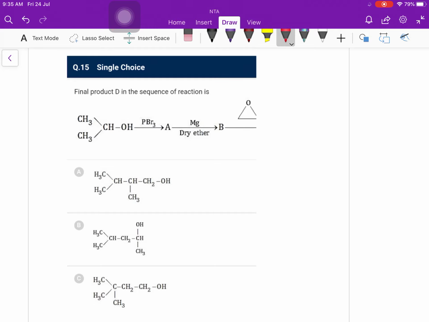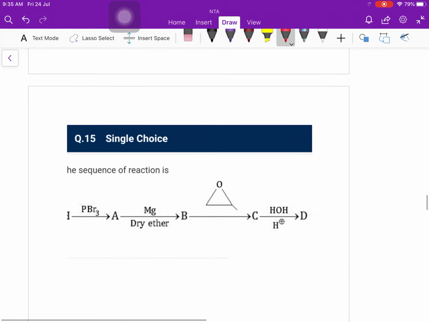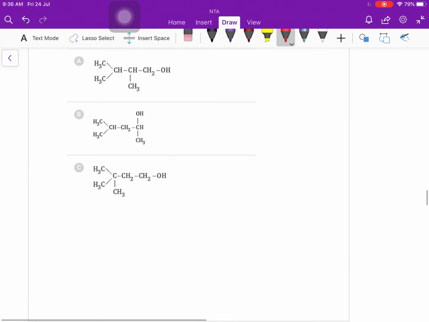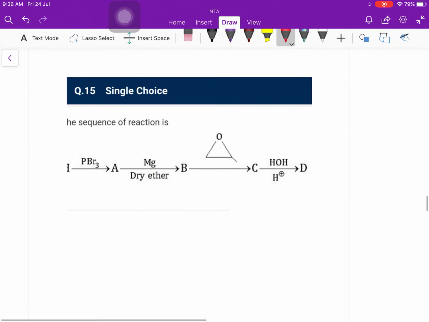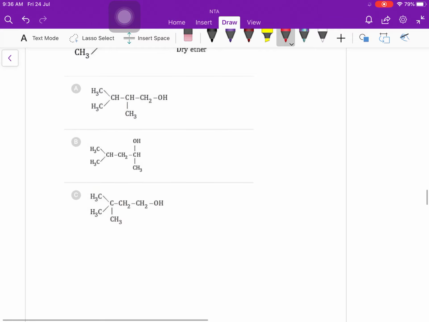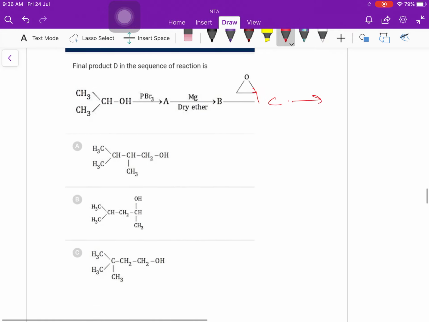Final product D in the sequence. So it is here, and then A, B, C, and then C is treated with H2O, H plus to form D. No, nothing missing, this is H2O and H plus. So with PBr3, alcohol gets converted to bromide. Then with Mg, this will form RMgBr, the Grignard reagent, and then this Grignard reagent is reacted with this epoxide.